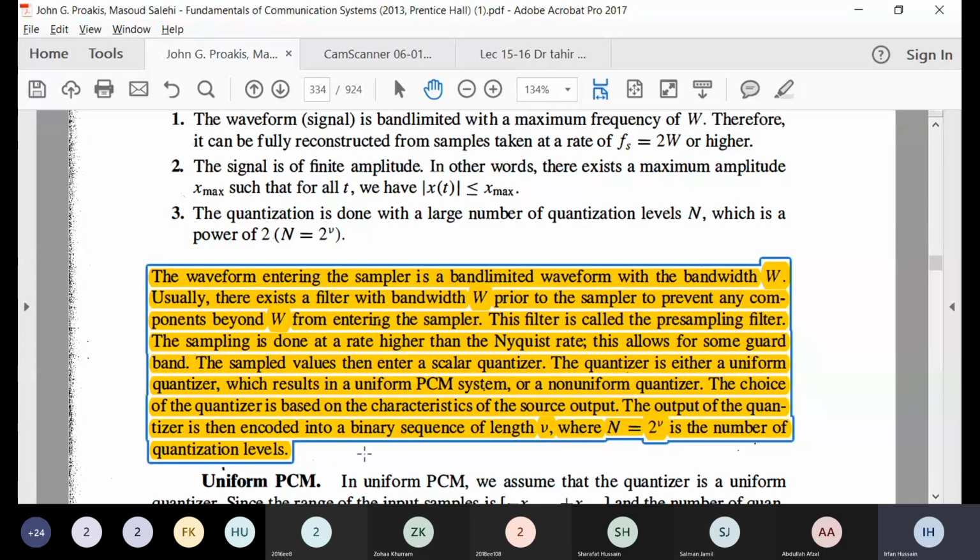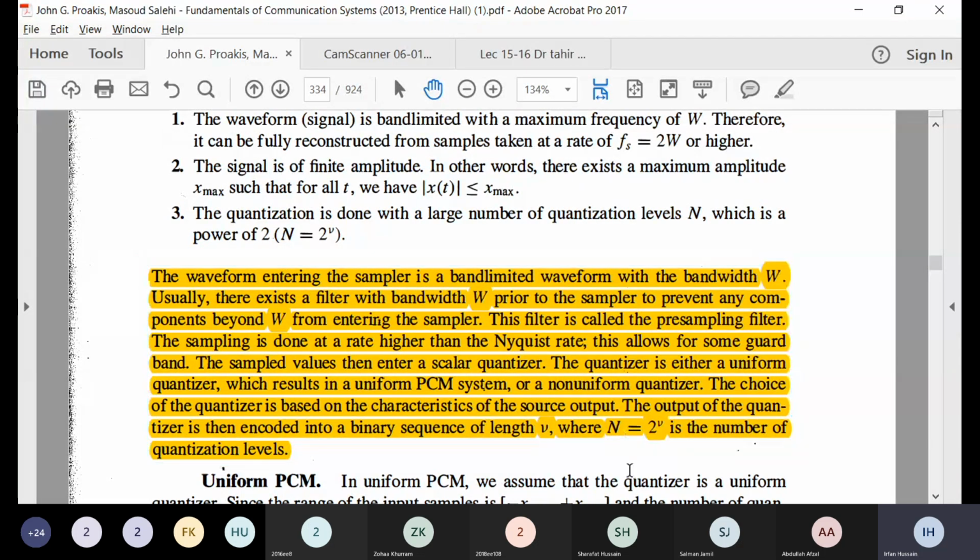So again, the output of every quantizer is encoded. We have already seen this. We have n levels, and n can be represented as 2 to the power v. So v bits will be enough to represent every level. As we have just seen, for 8 levels we just need 3 bits, since 2 to the power 3 is equal to 8.